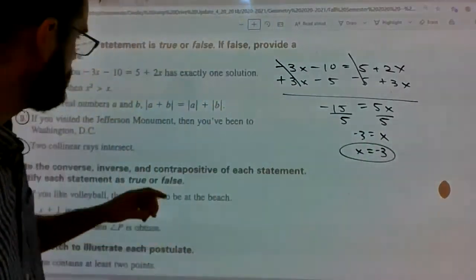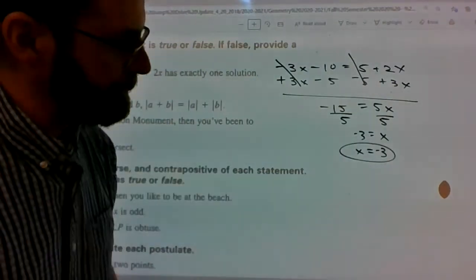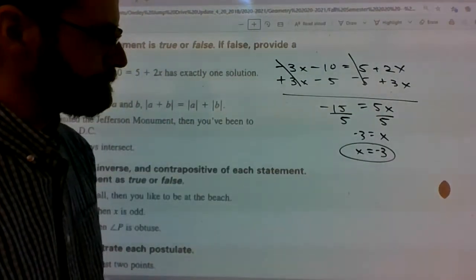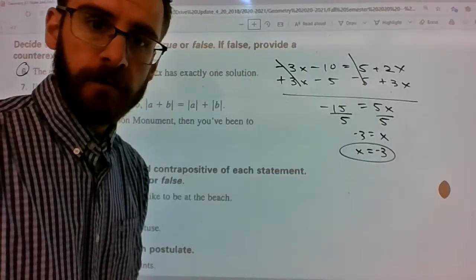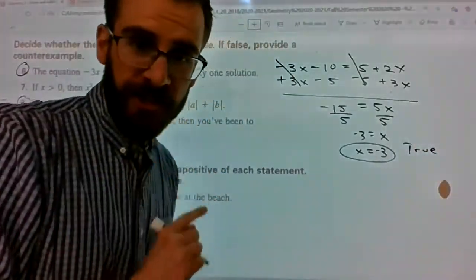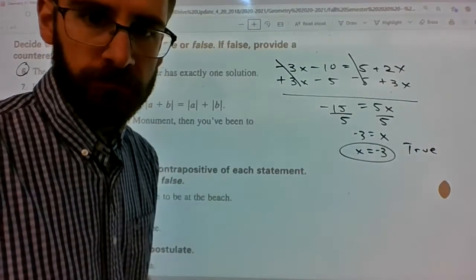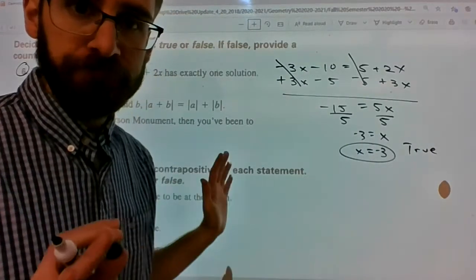So my question is, is it true that this equation has exactly one solution? And the answer is, yeah. The one solution to this equation is x equals negative 3. That's the one solution. So that's a true statement. Done.